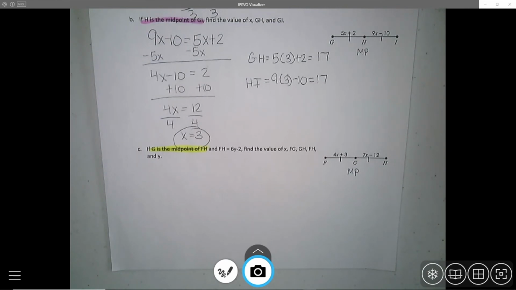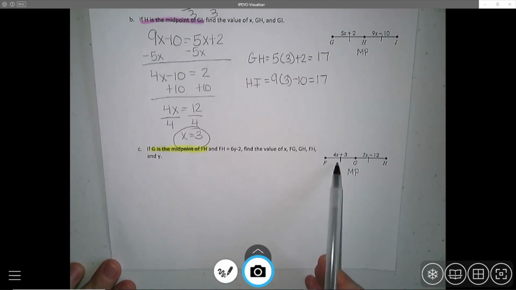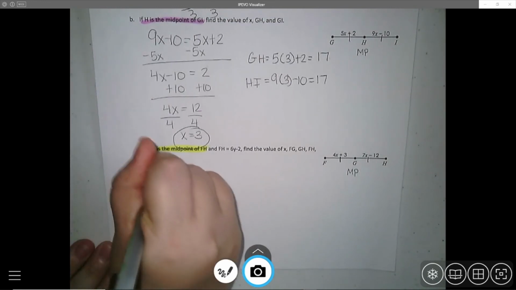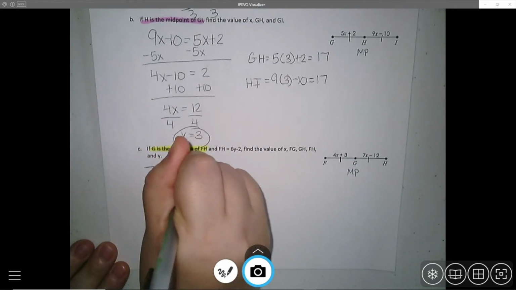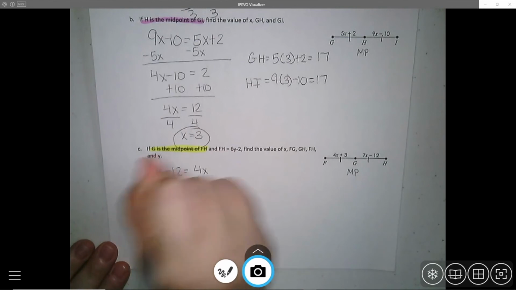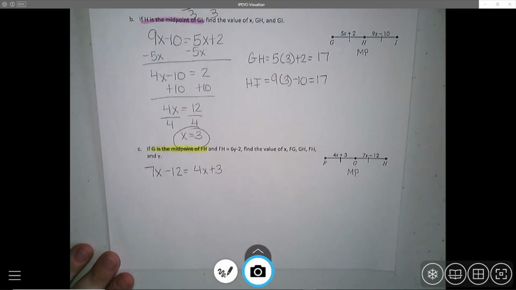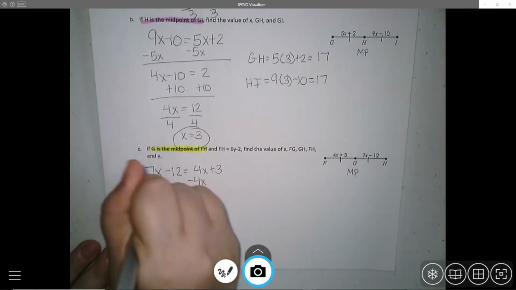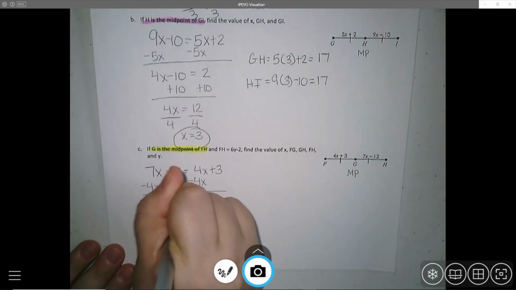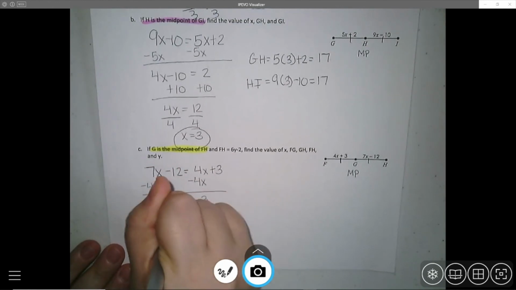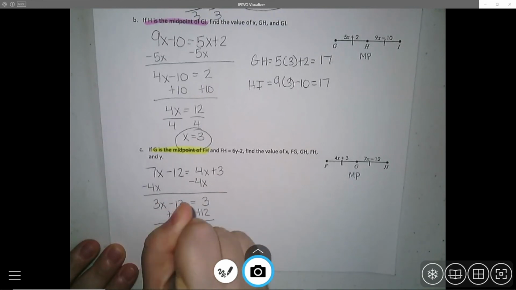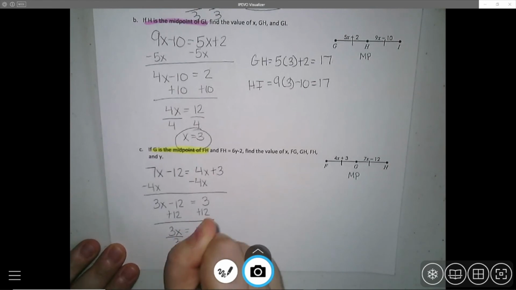From A and B, I can solve for X automatically because if I have a midpoint, I put tick marks on either side of the midpoint to show that those pieces are congruent. If pieces are congruent, I set them equal to one another to solve. Solving for X, I'm going to subtract 4X on both sides. 3X minus 12 equals 3. Add 12 to both sides. 3X equals 15. Divide by 3, I get X equals 5.